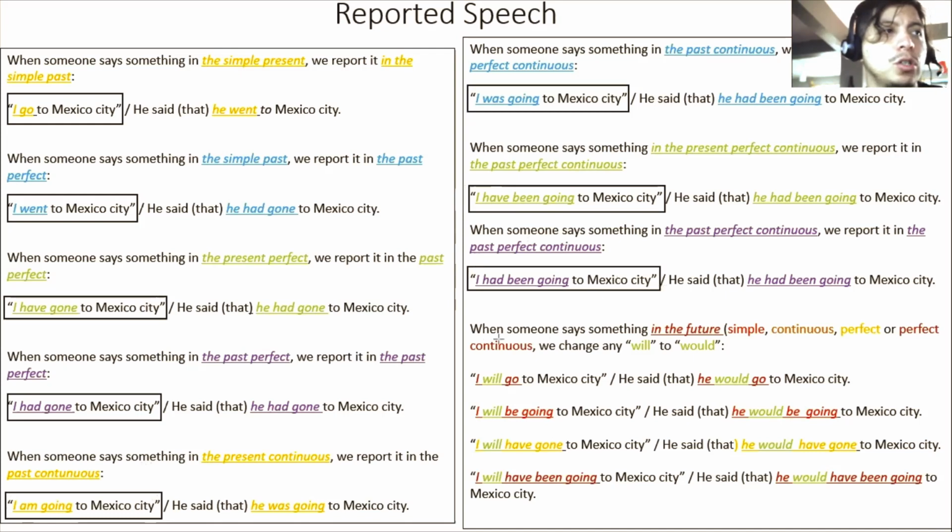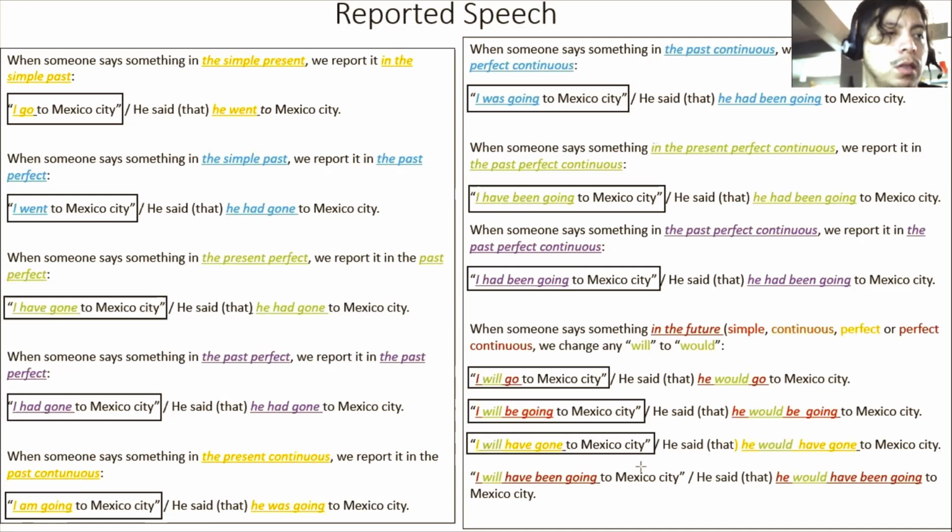I will go to Mexico City. I will be going to Mexico City. I will have gone to Mexico City. And then we have, I will have been going to Mexico City. So we have many different ways. In this case, we have 1, 2, 3, 4, 5, 6, 7, 8, 9, 10, 11, 12, like 13 different ways. We have all the tenses. We have one sentence in every tense. So this one is in the present, okay?